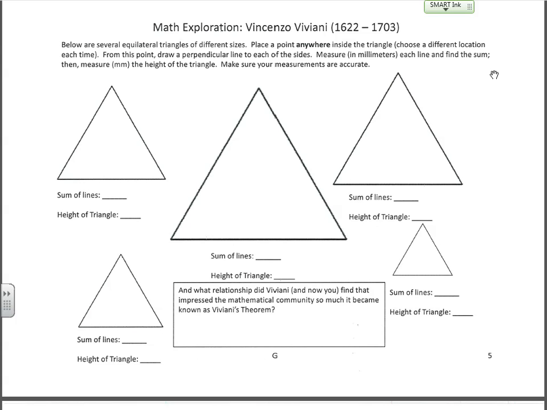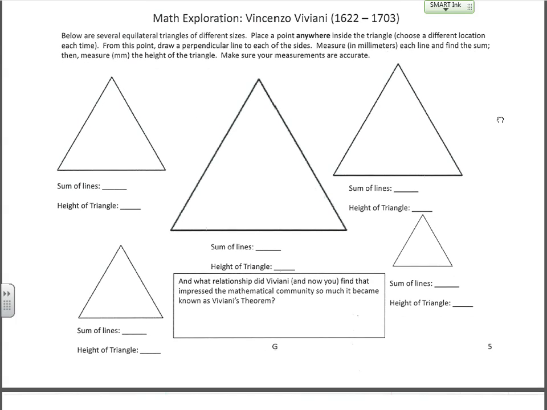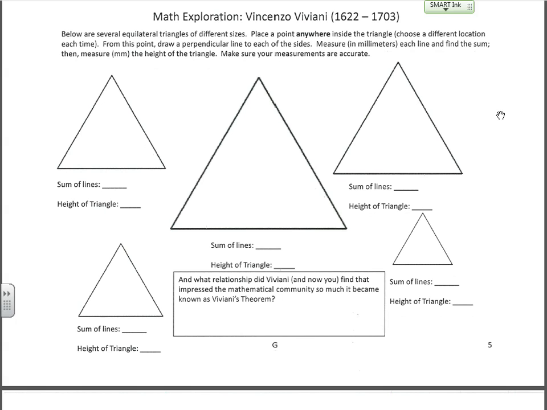Below are several equilateral triangles of different sizes. Equilateral triangles, we'll talk about these in depth in CO25 in geometry, but basically they are triangles where all the sides are the same length. It says place a point anywhere inside the triangle.